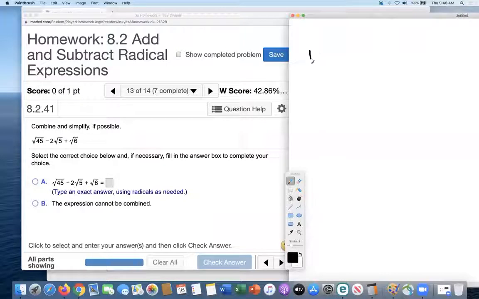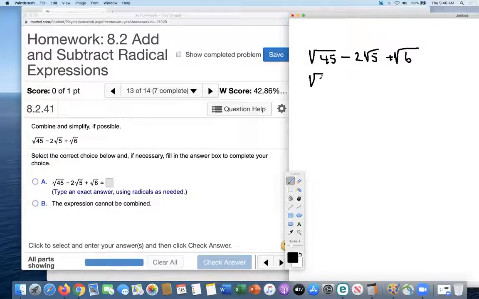Okay. The problem is the square root of 45 minus 2 square root of 5 plus square root of 6. I don't see any likeness, but maybe something will happen if we have the square root of 5. Maybe we can do something with the 45. What's a perfect square that goes into 45?